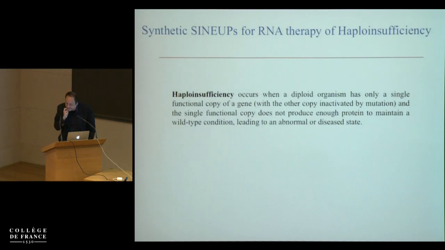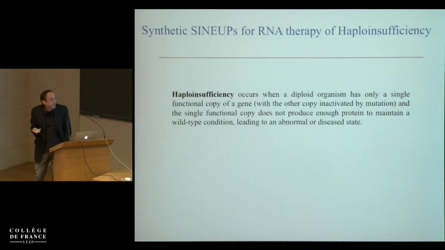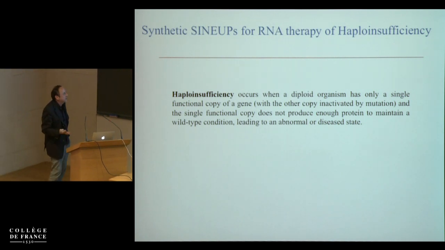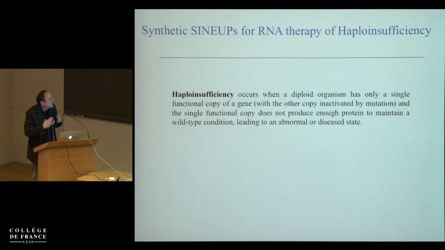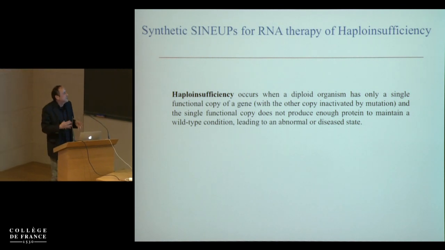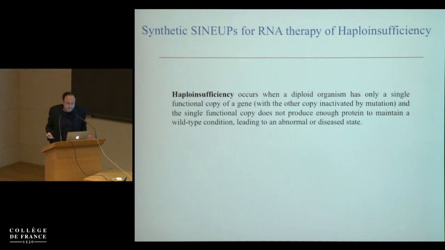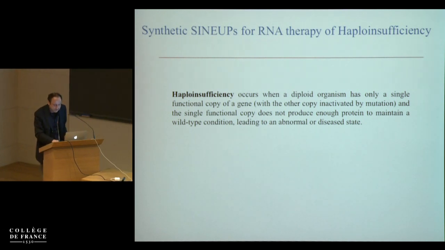But the most interesting application could be haploinsufficiency. Do you all know what that is? It occurs when a diploid organism has only a single functional copy of a gene, and the single functional copy does not produce enough protein to maintain the wild-type condition, leading to an abnormal or disease state.